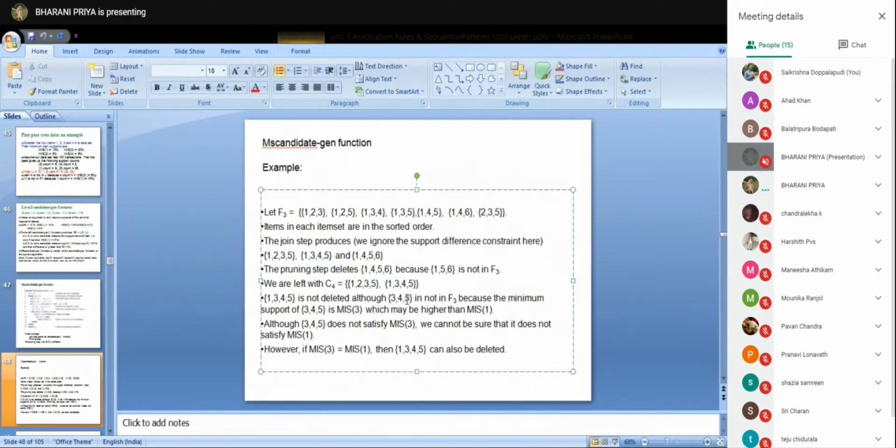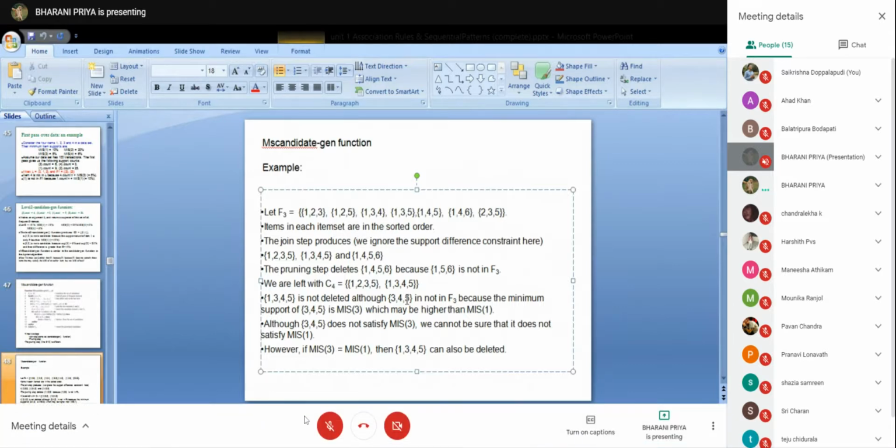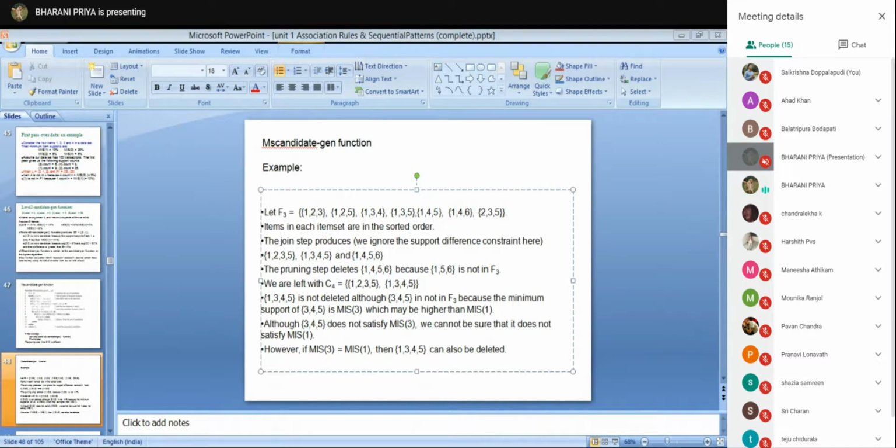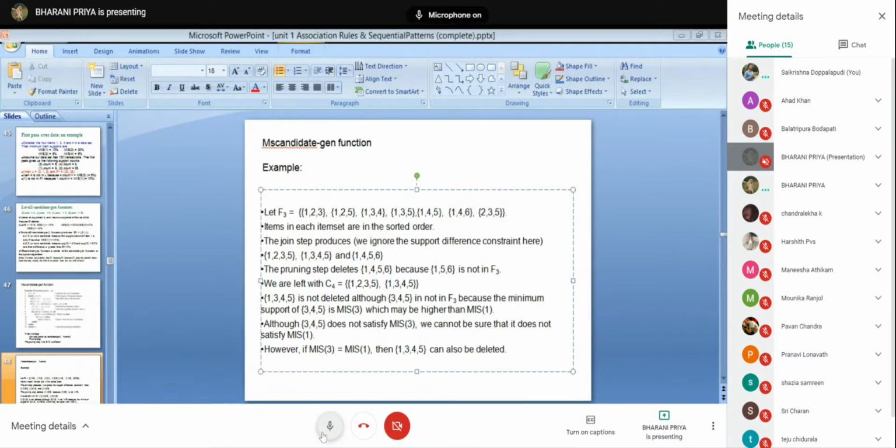Is this point clear? Pruning step. So joining step you have understood. It's very simple. Pruning step: take these 3 items. We are removing 1, 4, 5, 6 because 1, 5, 6 is not there in F3. This is clear. Yes, is that point clear? Okay, right.